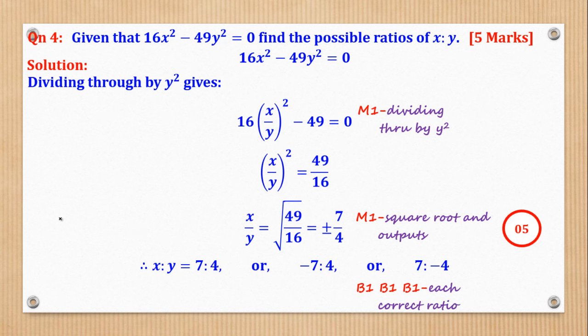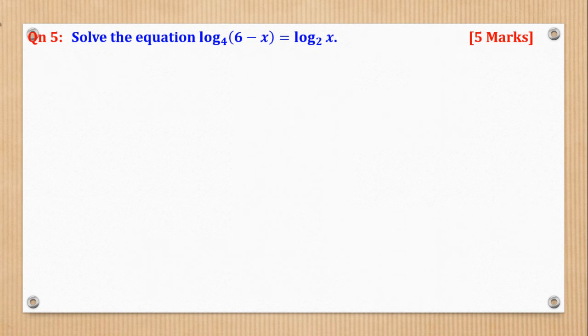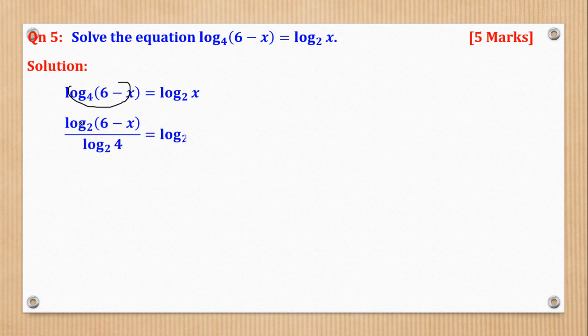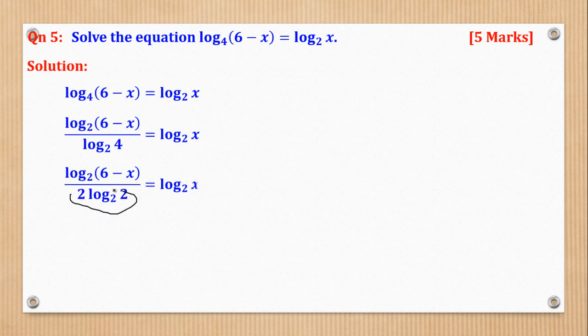That's what they wanted. Then question 5, solve the equation. So first is to change them into the same base. So convert this to base 2, you come up with this. 4 is the same as 2 squared, so you come up with 2 log 2 of base 2. This cancels, you remain with only 2.